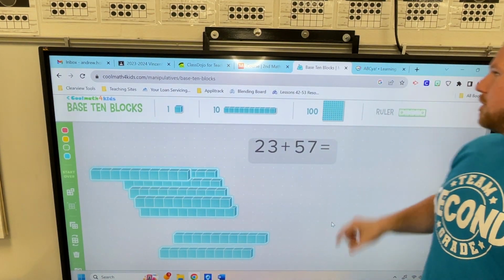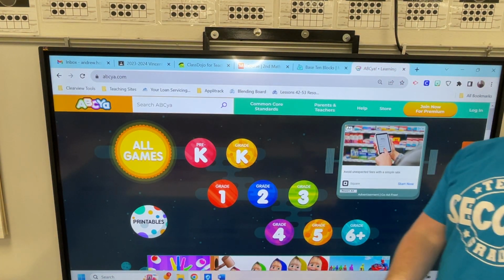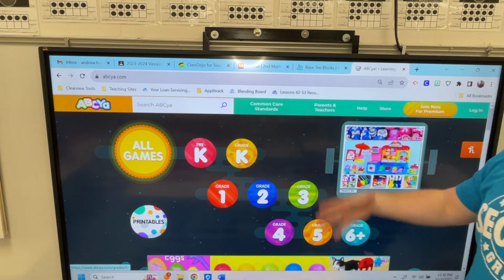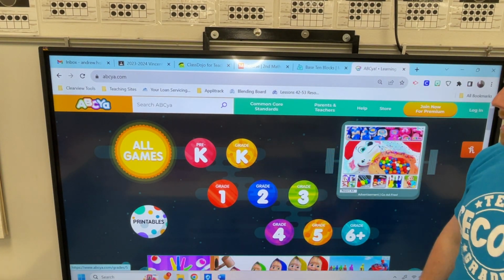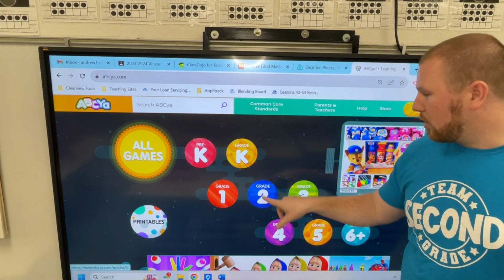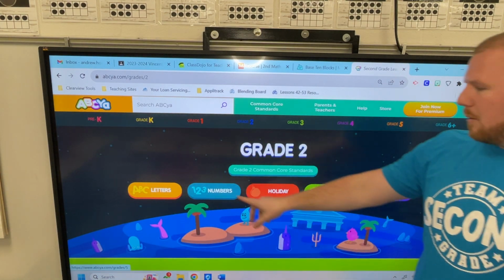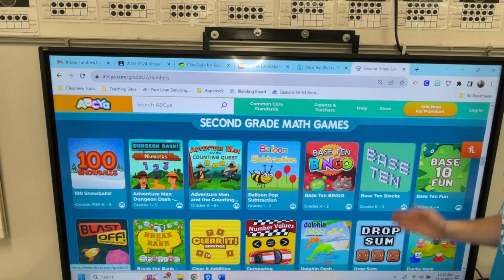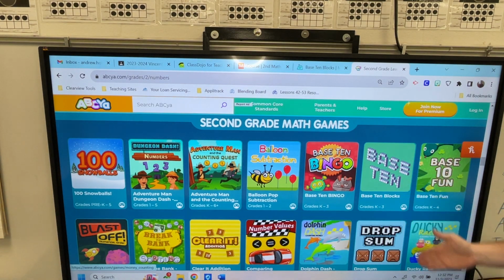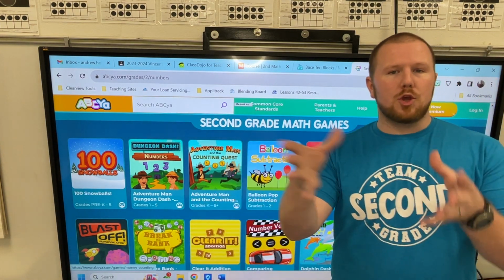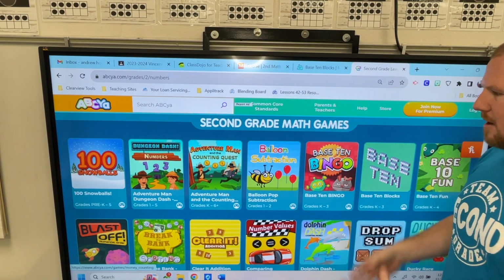The other website I wanted to show you is everyone's favorite, ABCya. If you get to abcya.com, we're in 2nd grade, so we're going to 2nd grade, and we're going to play with numbers. There are games that use base 10 blocks that you can count out, sort, and add together. Base 10 Fun, where they might give you a number and you have to make it. There are plenty of resources here.